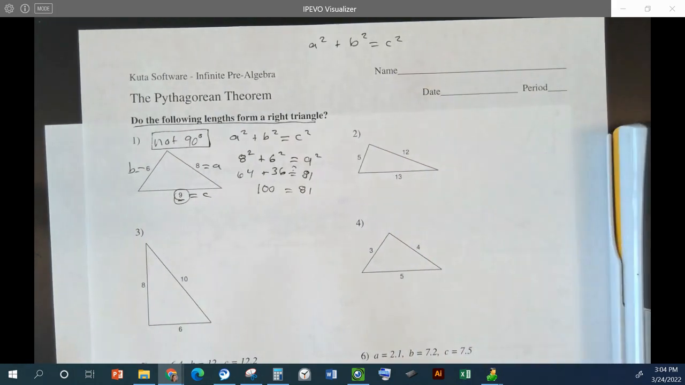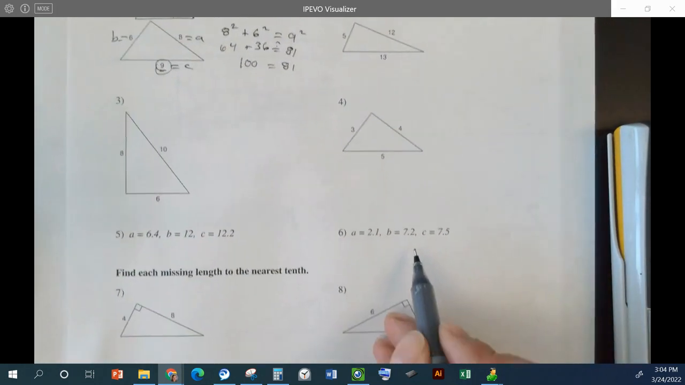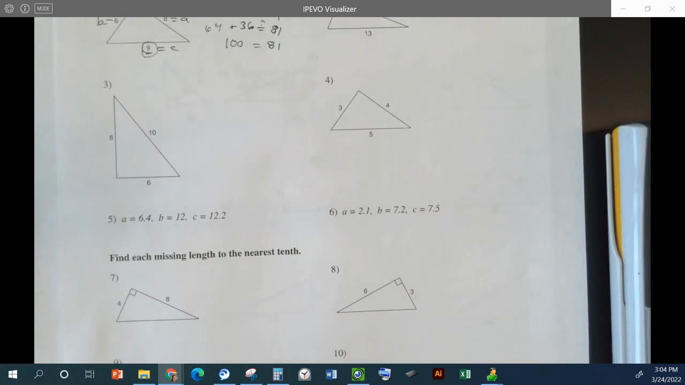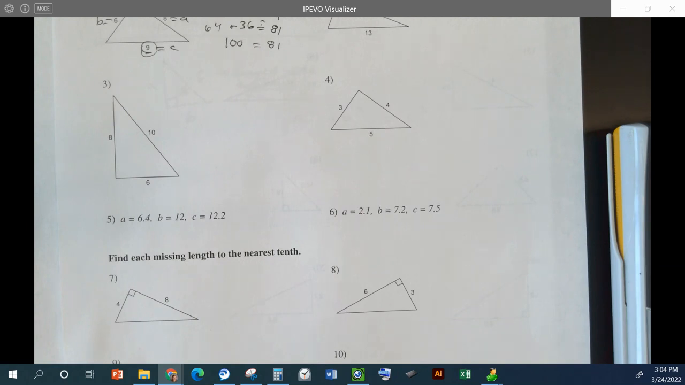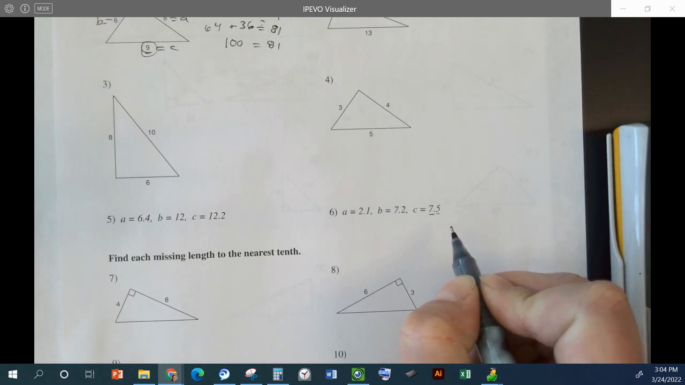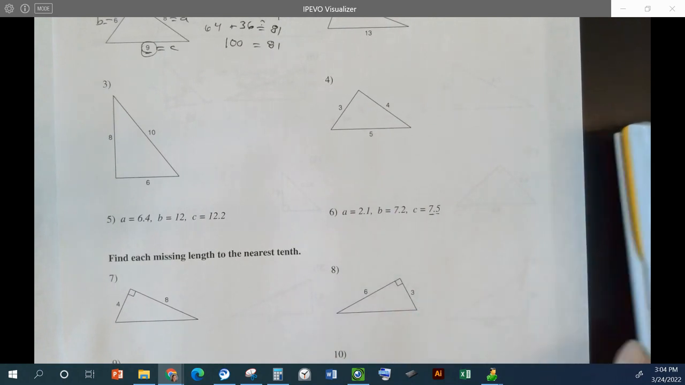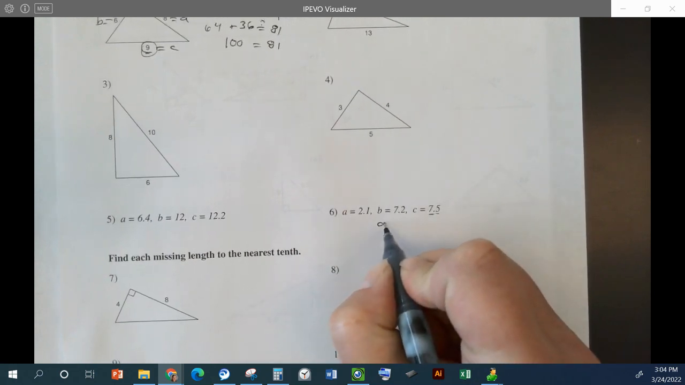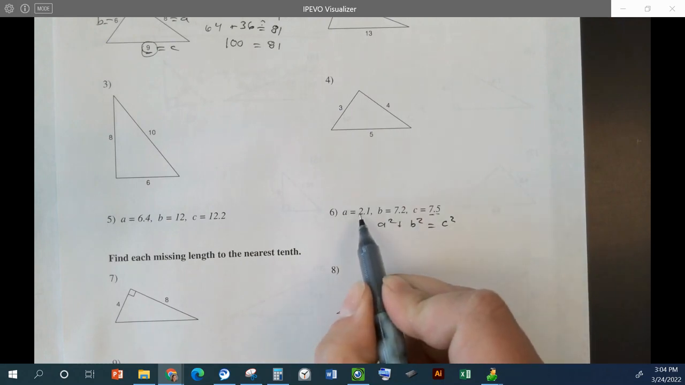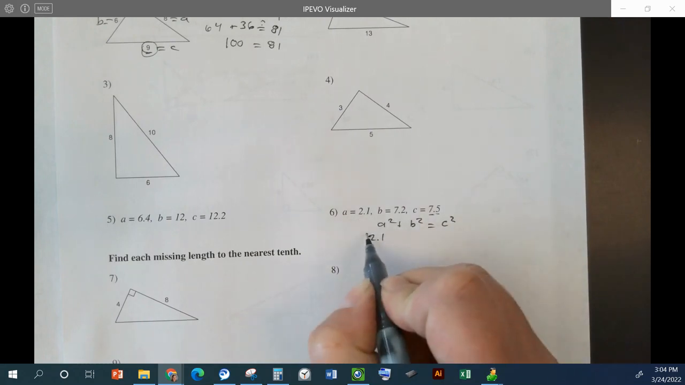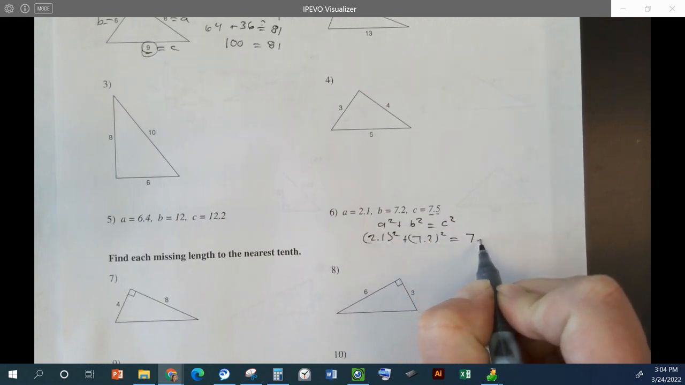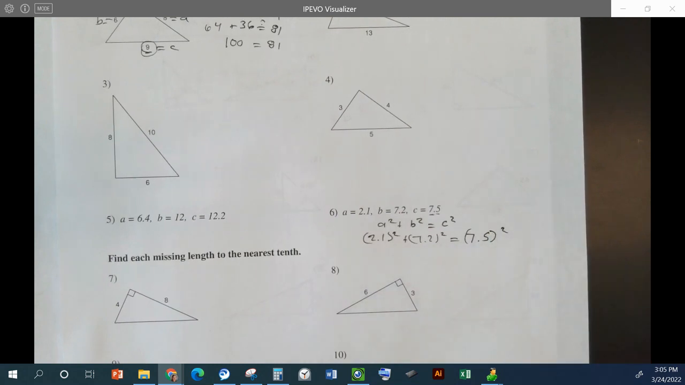Okay. All right, so what if they give us just these lengths down here? They just give us some numbers. So we better check, is C the longest side? Yeah, okay. So we're going to do the same thing. We're going to do a squared plus b squared. Is that c squared? We're checking. So we have 2.1 squared plus 7.2 squared. Is that 7.5 squared? We're going to see if that's true.